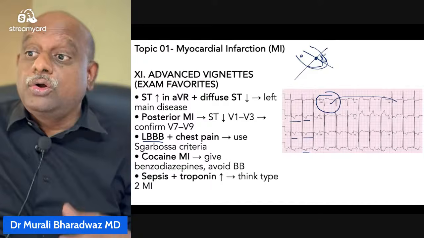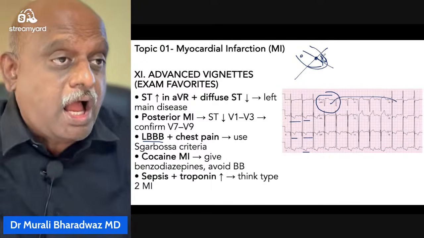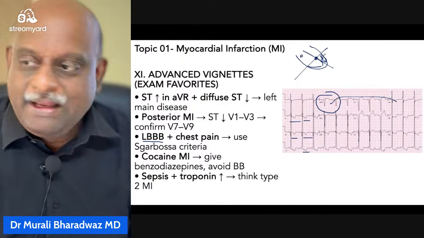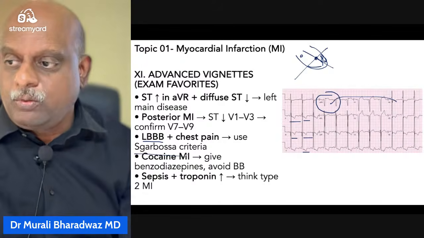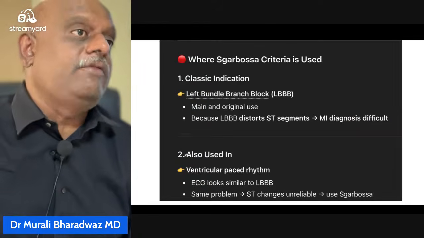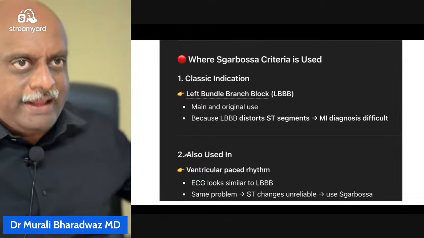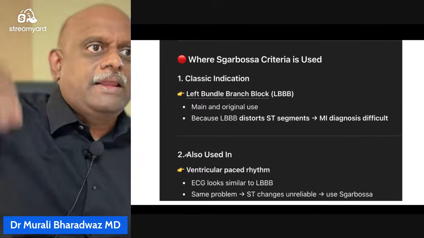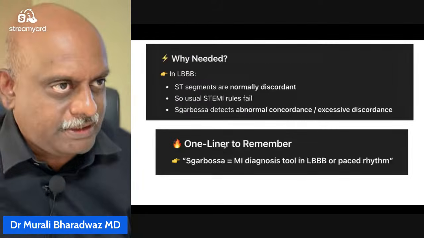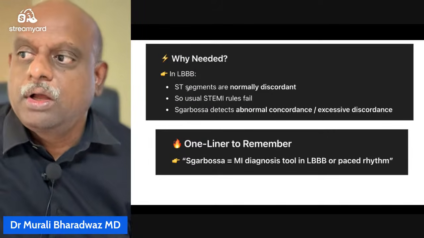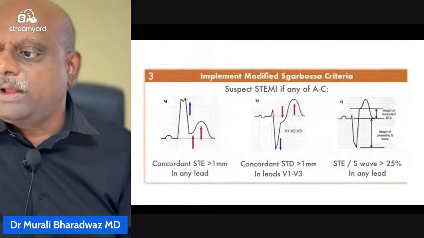Agree? So if the LBBB is there and such a patient develops chest pain, how will you identify that there is an MI? That's called the Sgarbossa criteria. So what do you mean by Sgarbossa criteria? When will you use that? Whenever somebody has chest pain and the earlier ECG already had LBBB, you can't interpret the ST segment elevation. In that scenario, you have to use the Sgarbossa criteria. Okay. So now, what are the Sgarbossa criteria?